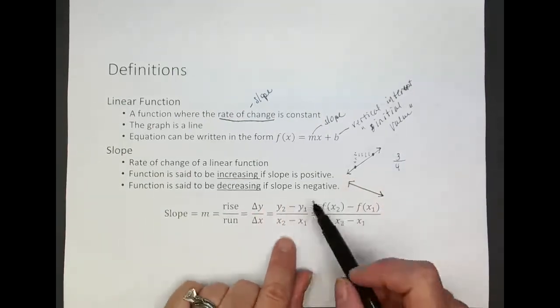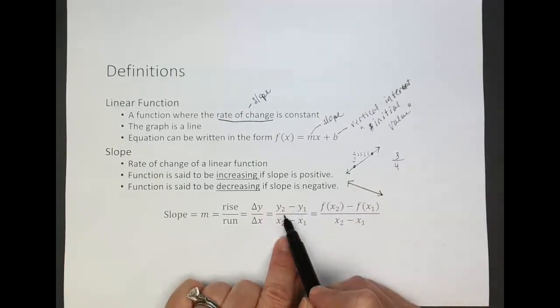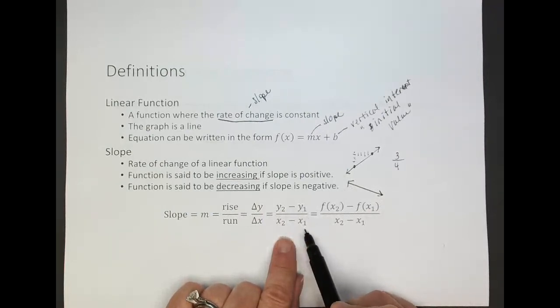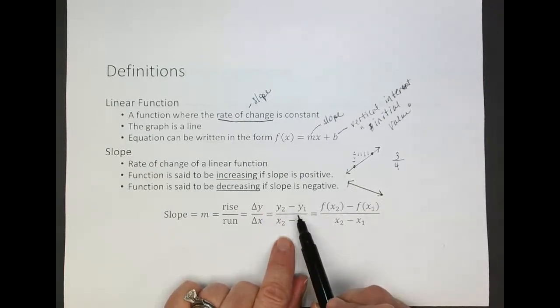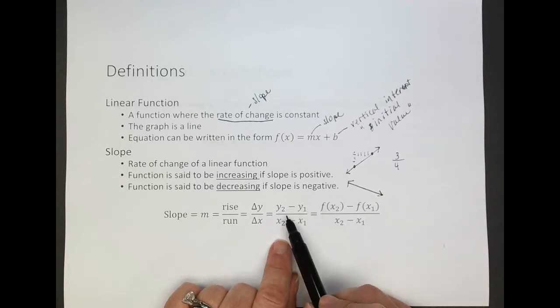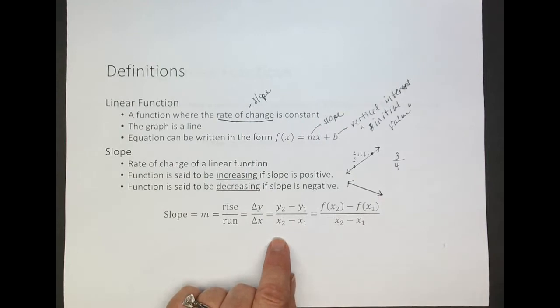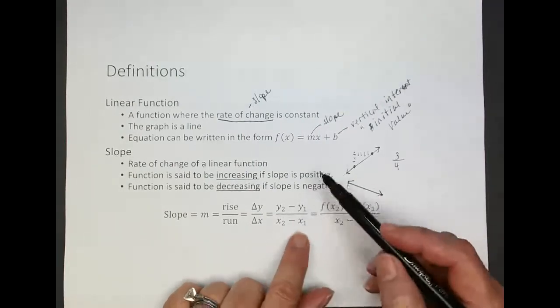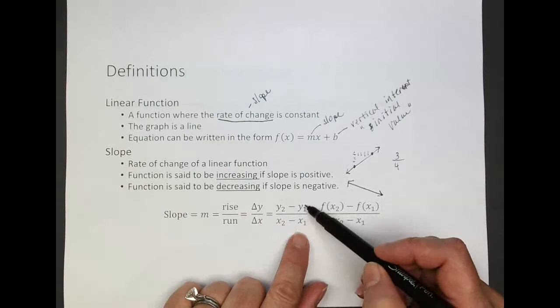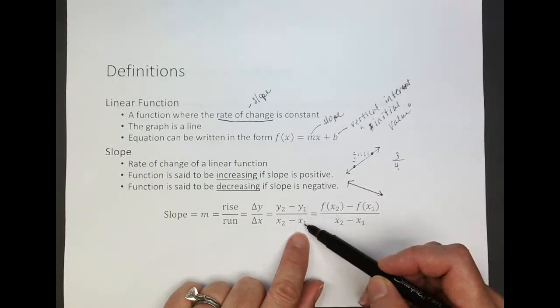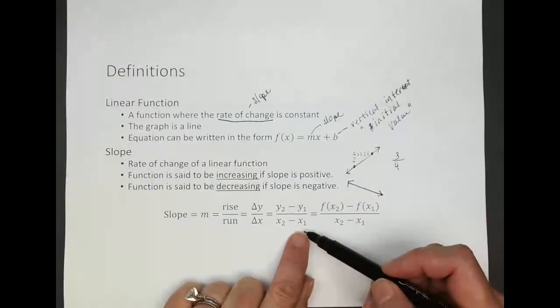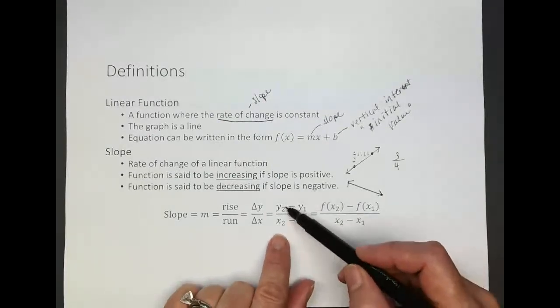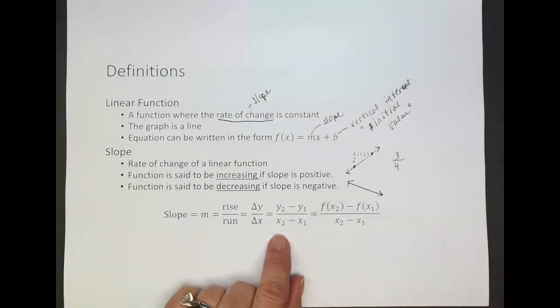As a formula, I could write the slope as y2 minus y1 over x2 minus x1, where y1 and x1 are coordinates of one point on the line, on the graph. And x2, y2 are coordinates of a second point on that graph. We can even think about x1 and y1 as an ordered pair that satisfies the equation, makes it true, and x2, y2 as another ordered pair.